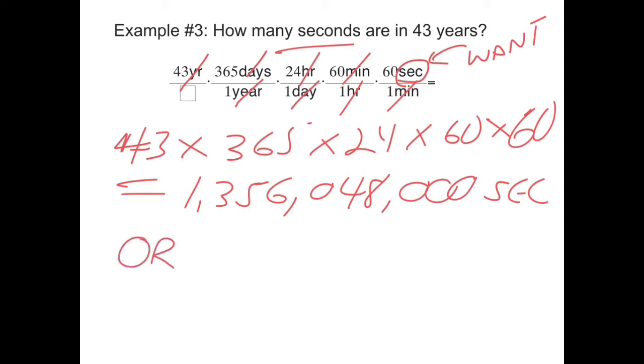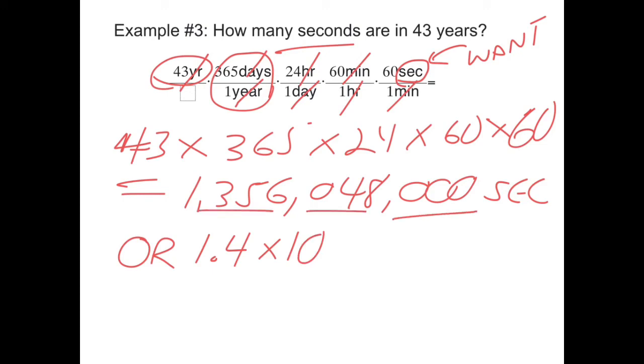Based on rounding in sig figs, which we've done in class, we could also write this in the correct sig figs, which should be 2 because 43 has 2 sig figs. The rest of these are considered infinite. And so in that case, I would write it as 1.4 times 10 to the 9 seconds. So at that exact moment when I turned 43, I was 1.4 times 10 to the 9 seconds, approximately.